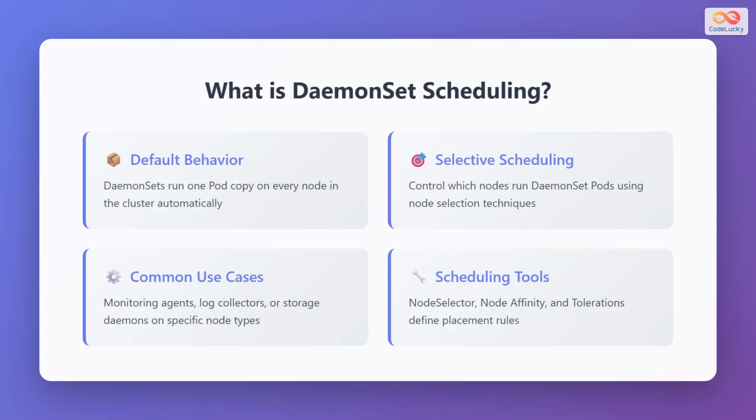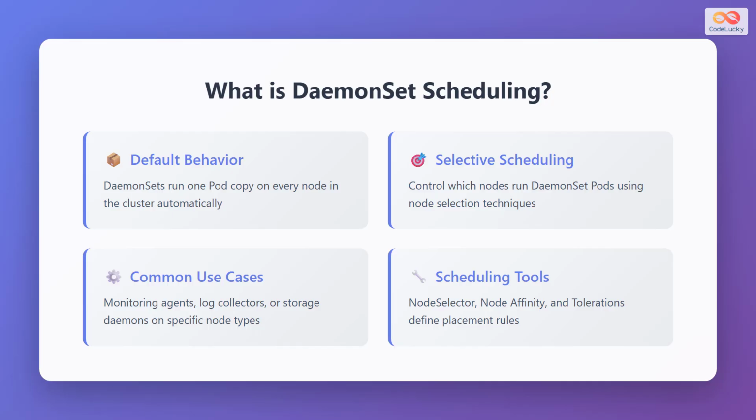Let's start with the basics. By default, DaemonSets automatically run one copy of a pod on every single node in your cluster. This is perfect for cluster-wide services. However, you often need more control. Selective scheduling allows you to specify which nodes should run your DaemonSet pods.